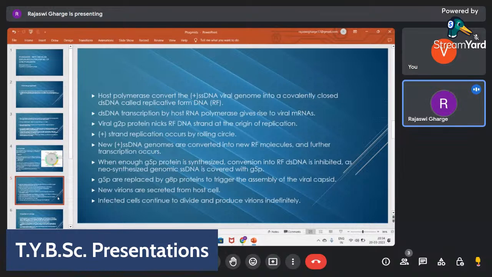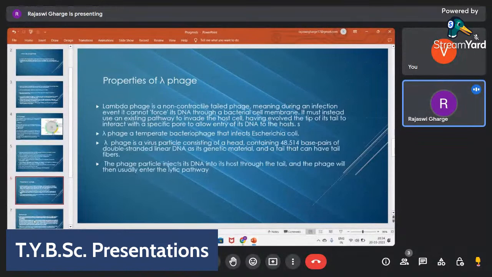Properties of lambda phage. Lambda phage is a non-contractile tail phage, meaning during an infection event it cannot force its DNA through a bacterial cell membrane. It must use an existing pathway to invade the host cell, using the tip of its tail to interact with a specific pore to allow the entry of its DNA into the host. Lambda is a bacteriophage that infects E. coli.